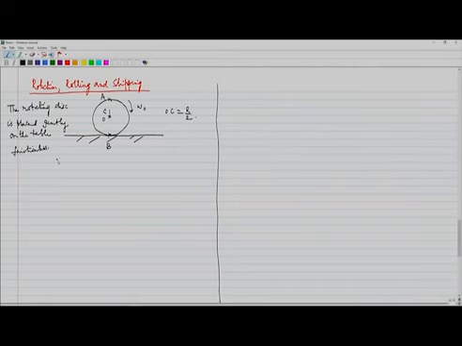What is the linear velocity at A? Linear velocity at A is R omega, and the radius is R, therefore R times omega naught. What is the linear velocity at B? Linear velocity at B is equal to R times omega naught. What is the linear velocity at C? Again, the radius is R by 2 and omega naught remains the same.